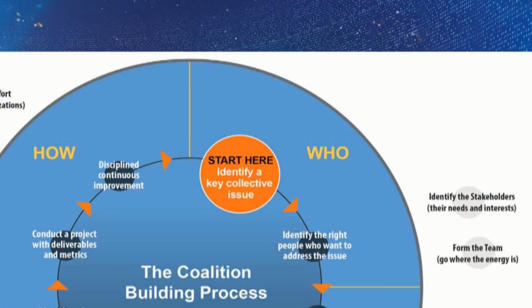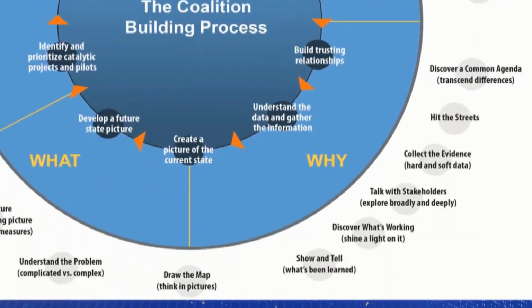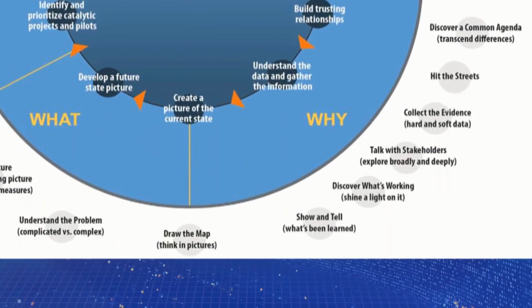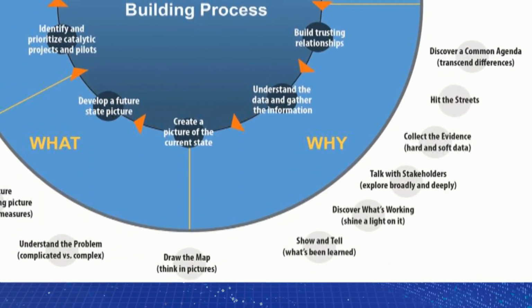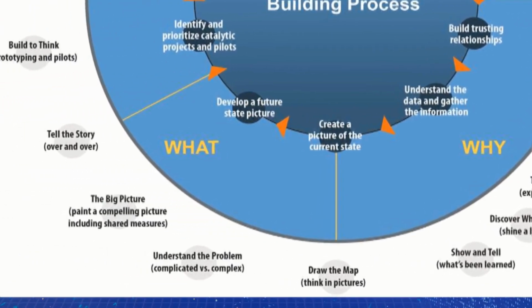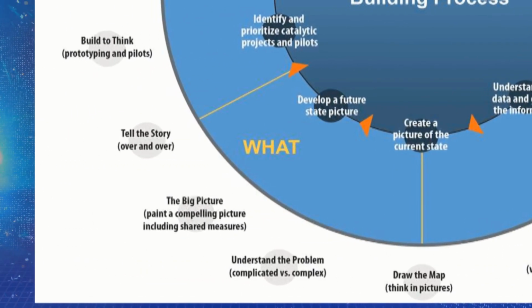So who has a stake in the outcome? Why are we together? What is it we can collectively do that we can't do alone? And then the third piece is the what. And the what first starts with, what is the problem? What is the wicked problem?